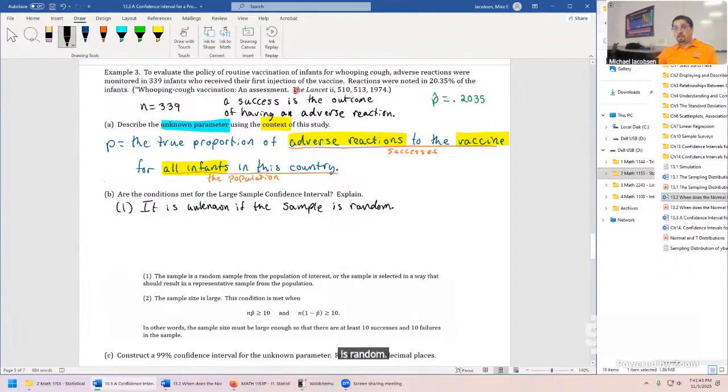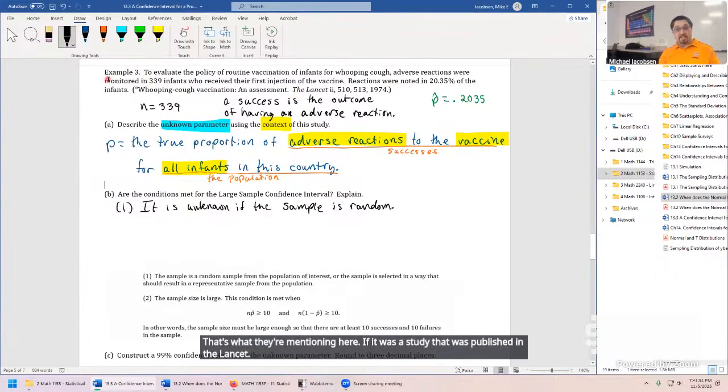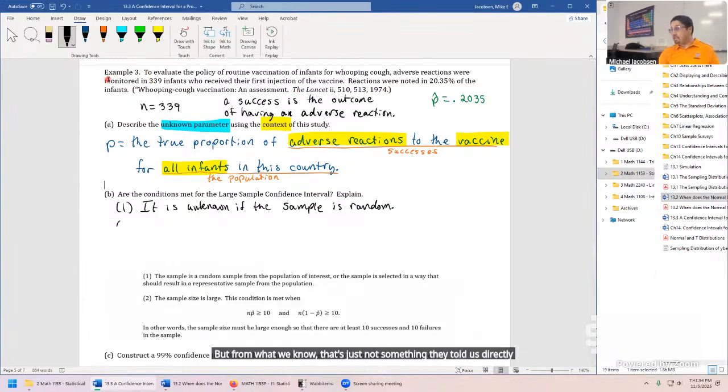It probably was. It's at least probably a representative sample. That's what they're mentioning here, if it was a study that was published in the Lancet. But from what we know, that's just not something they told us directly.